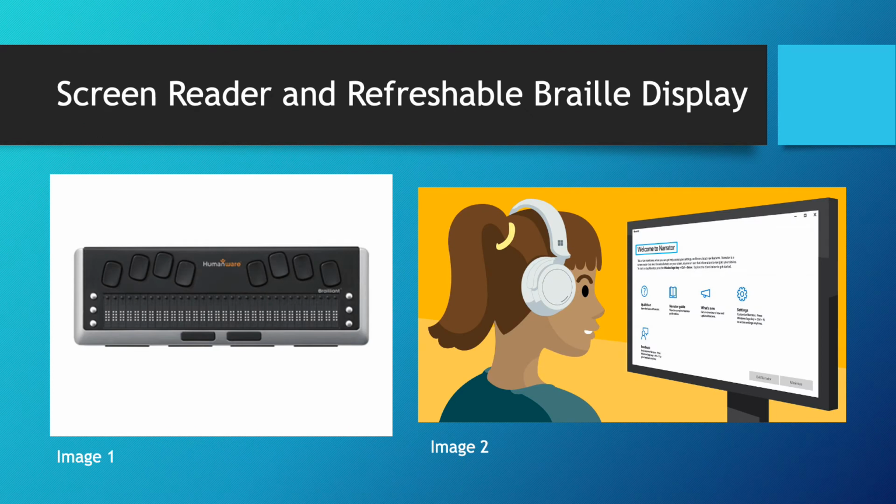These two images are products used by people with disabilities to access the internet. Image 1 is a refreshable Braille display. Refreshable Braille displays are used by people with disabilities to convert text to Braille. Image 2 shows an iPad using a screen reader. A screen reader converts text on a computer to speech through the speakers of the device.